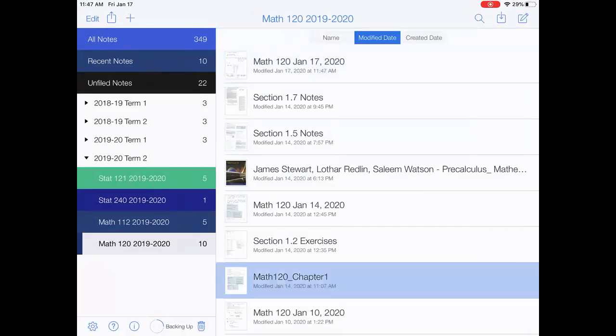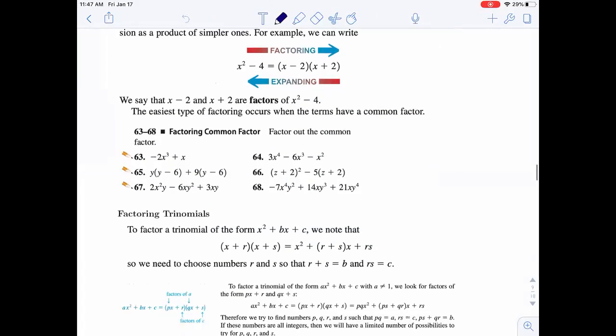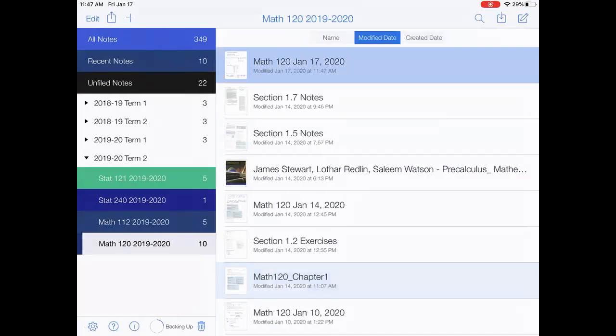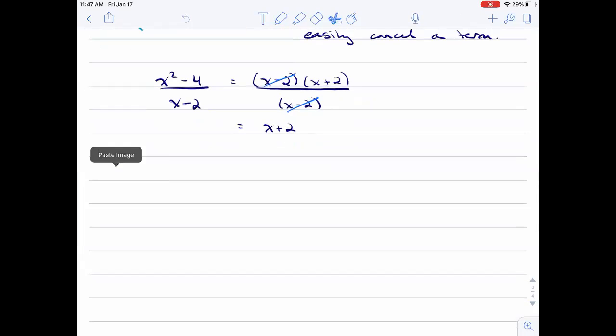So let's steal one of these examples. Which one do you think? 68. Go big or go home, right? All right. Making me work for it.